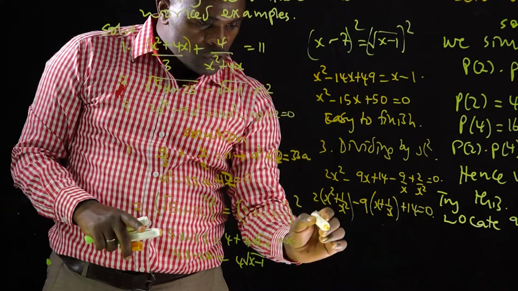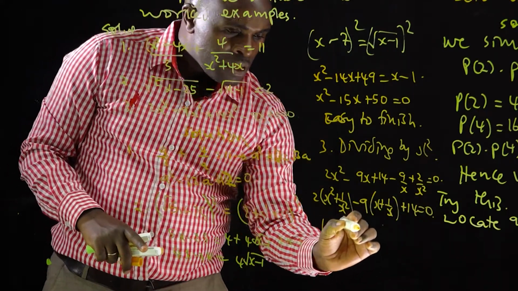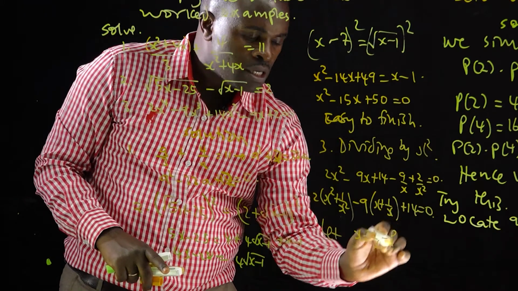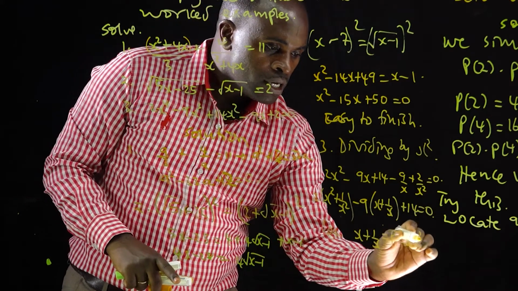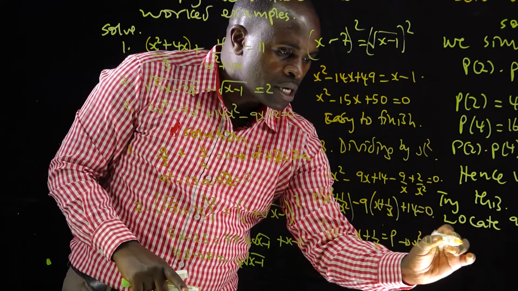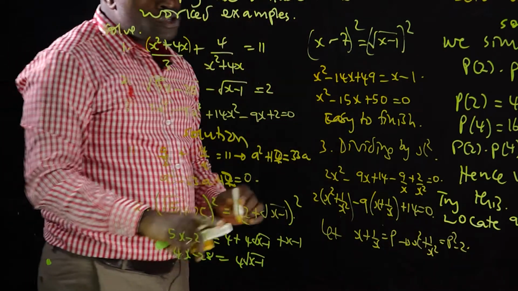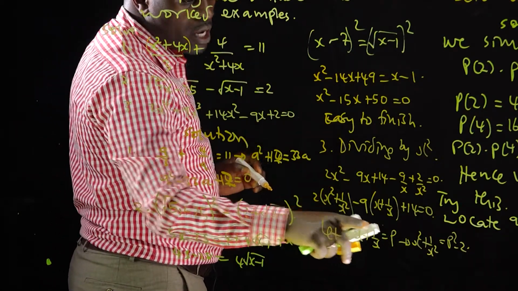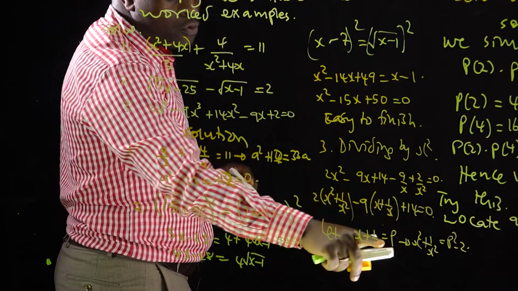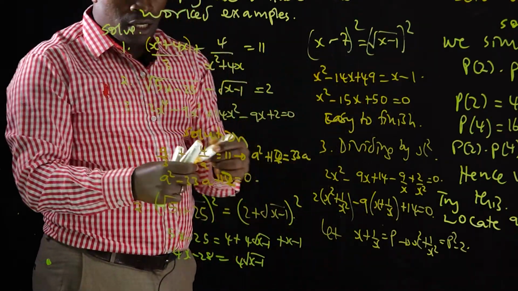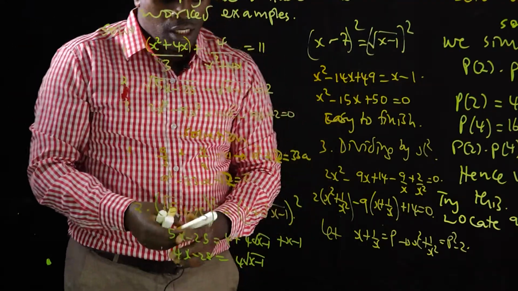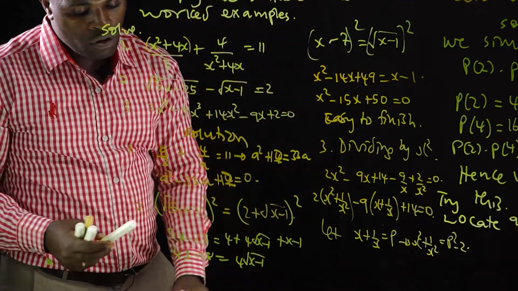When you are in this case, we say let x plus 1 over x equals to p. Expanding x squared plus 1 over x squared becomes p squared minus 2. So wherever there is x squared plus 1 over x squared, put p squared minus 2. And wherever there is x plus 1 over x, put p. Condensing the equation will give us a quadratic, which becomes simple to conclude.